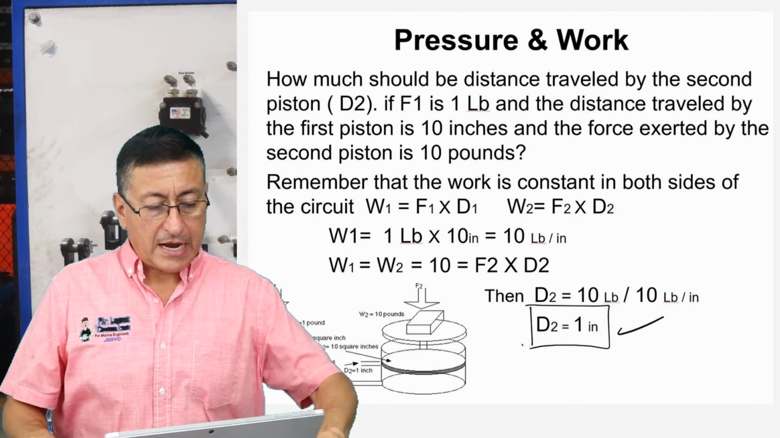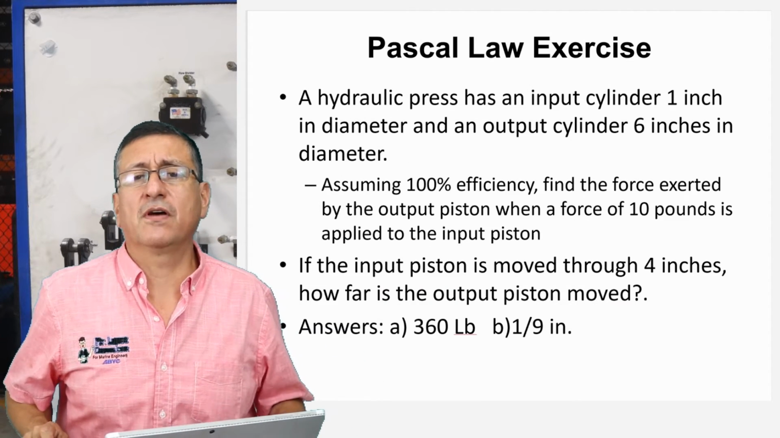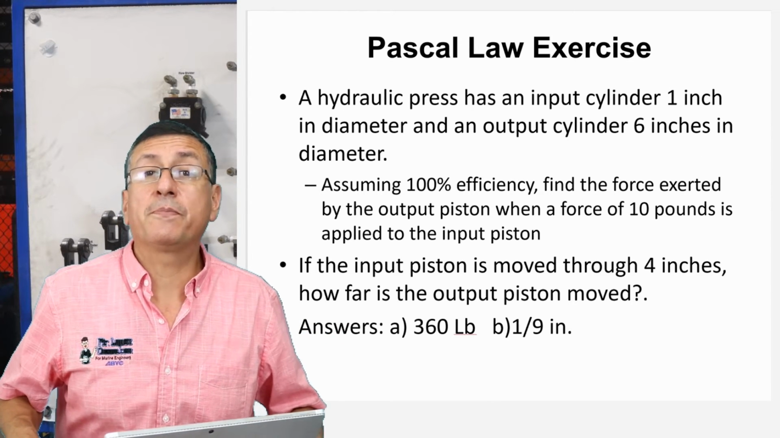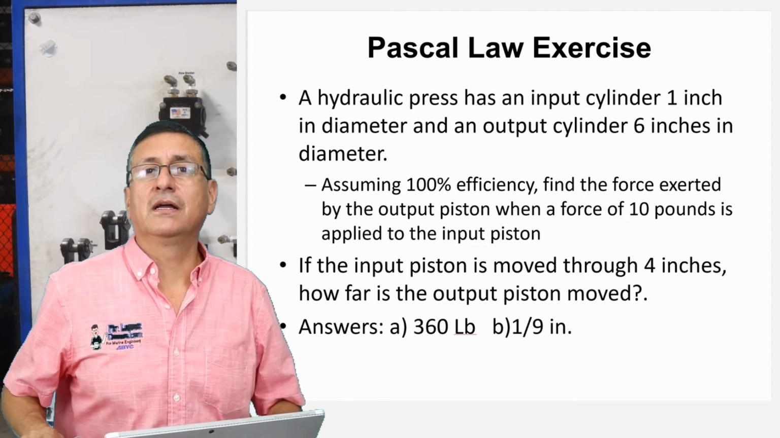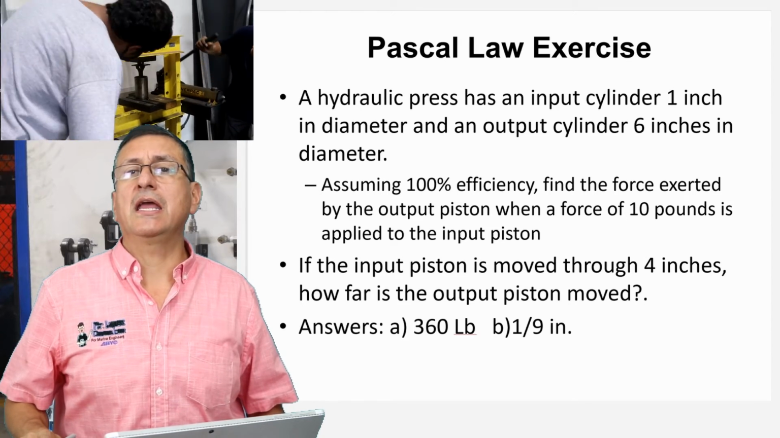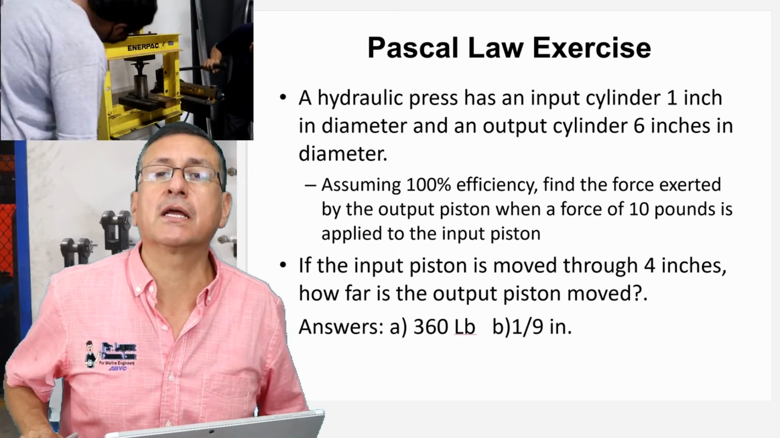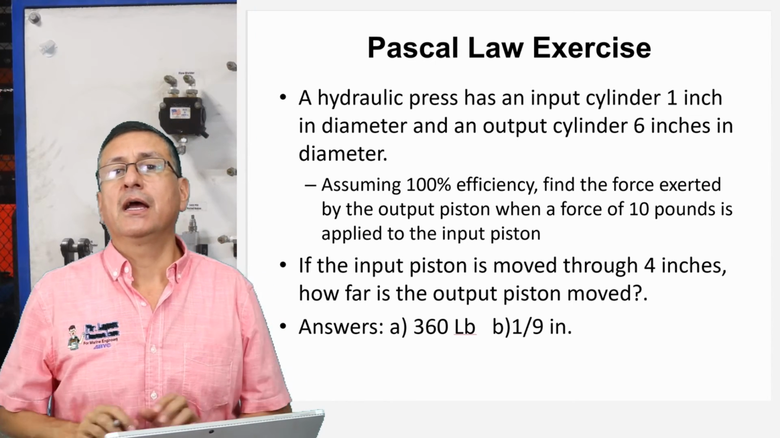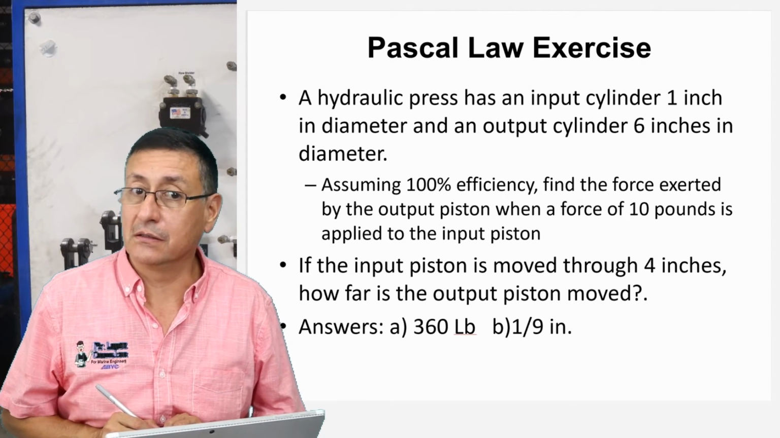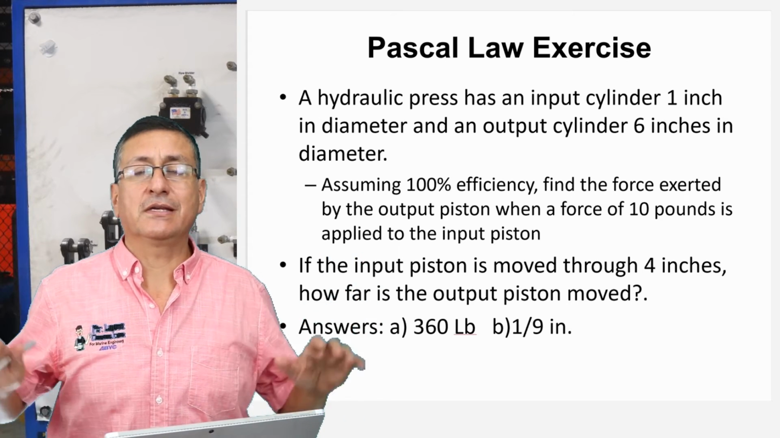All right, my friends, and now I have a couple of examples in order to apply the concept of the Pascal law. This is a perfect example. A hydraulic press. This is another good example of a closed system similar to the hydraulic jack. The hydraulic press has an input cylinder of 1 inch in diameter, not area, diameter, and the output cylinder has 6 inches in diameter. Suppose that the efficiency of the system is 100%, an ideal situation.